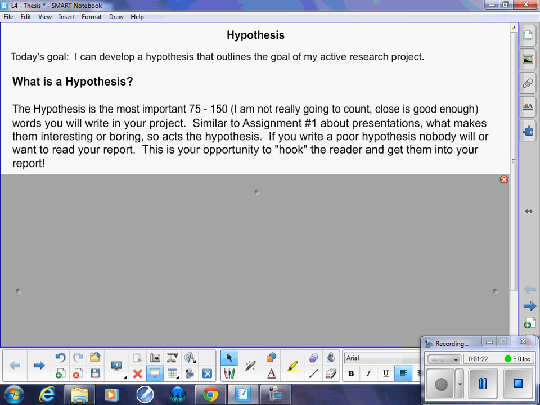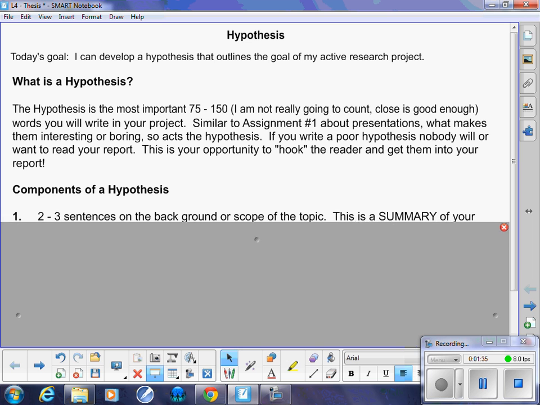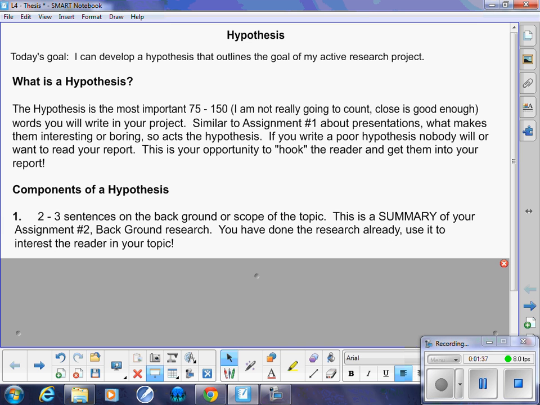Even though there's not a lot of words there, we're only looking at a paragraph, it is something that you want to spend enough time on, because a poor hypothesis also will make a difficult project for you to actually complete. So keep that in mind. So what's involved here? For the components of the hypothesis, it's quite simple.